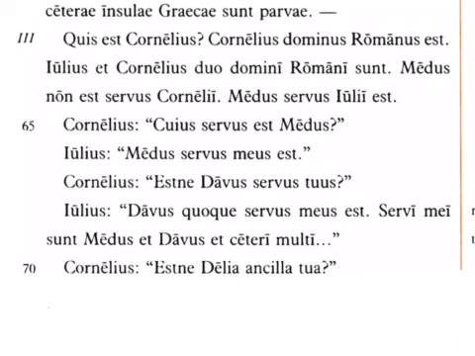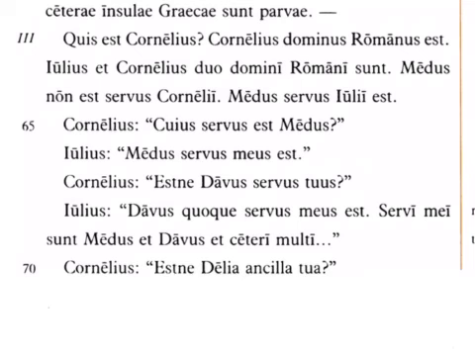Medus servus Julii est. Now, pausing for a moment there, think to yourself, Medus servus Julii est. What is the genitive possessive ending there? So hopefully you say I on Julii, right? That's the genitive singular masculine form. All right, going on. Cornelius says, cuius servus est Medus? Whose slave is Medus? And Julius says, Medus servus meus est.